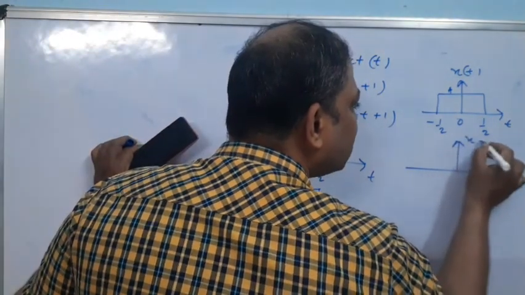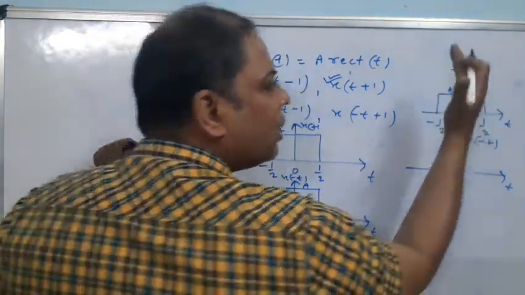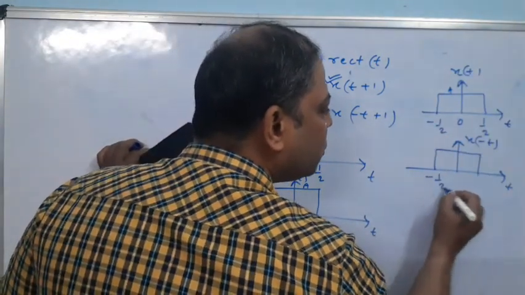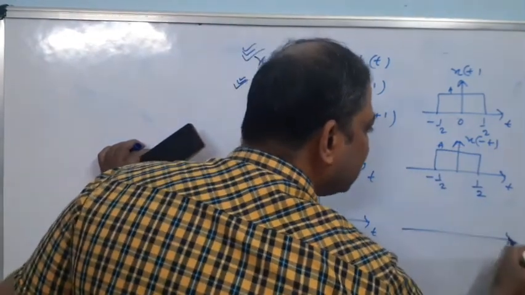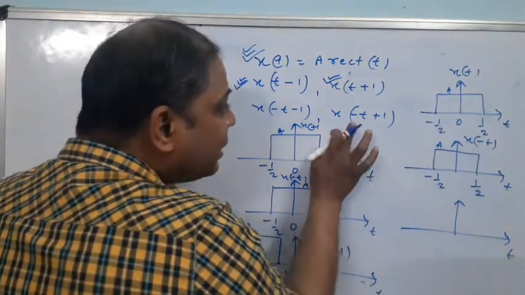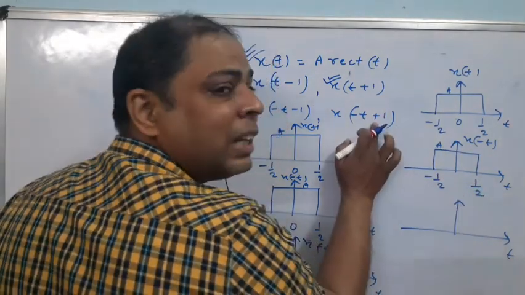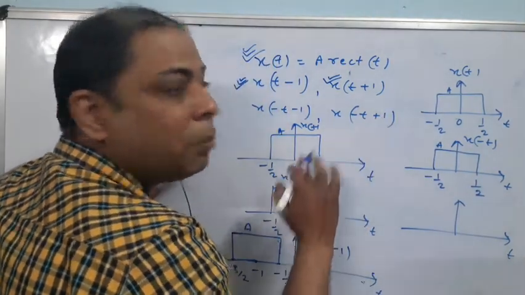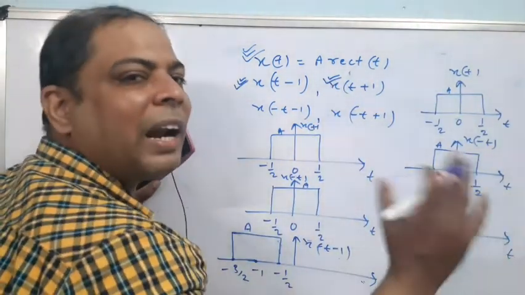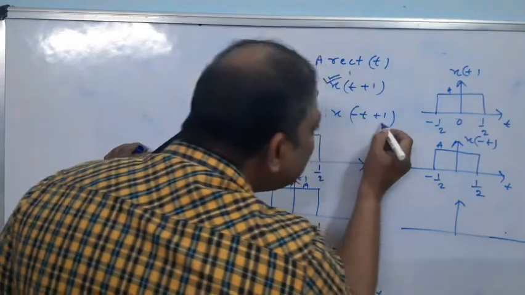Now sketch x of minus t. X of minus t becomes the same signal because this is an even signal; odd and even signals I will discuss later. If you put a mirror here, you will find the exact reflection: the same, minus 1 by 2, 1 by 2, and a. Now this is the folded version of the signal. Now for the folded signal x of minus t, plus 1: here plus generally means left shifting, but here you have to make a right shifting operation. So this signal will shift towards right by an amount of 1 unit.